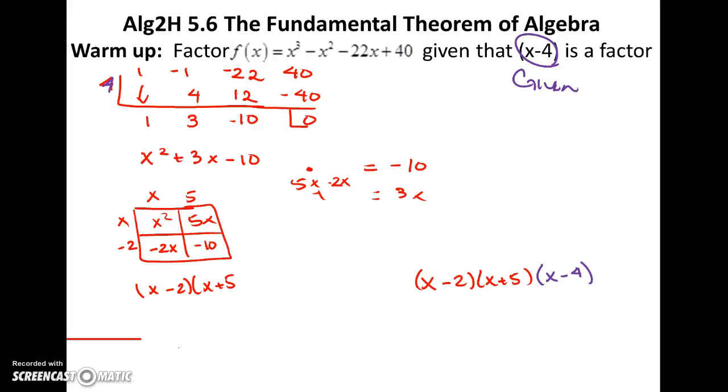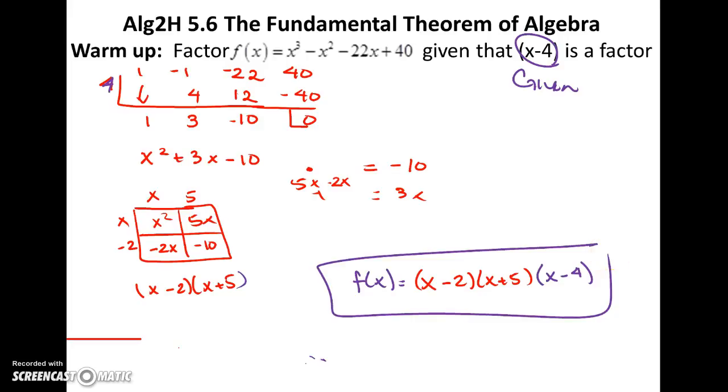So for your warm-up, you were told to factor f of x equals x cubed minus x squared minus 22x plus 40, given that x minus 4 is a factor. That being a factor means that I can plug in 4 and I should get a 0 because it goes in evenly, no remainders. So when I divide, I got x squared plus 3x minus 10, and then factoring that using a factor box, I got x plus 5 and x minus 2. So my factored form is going to be f of x is equal to this expression.